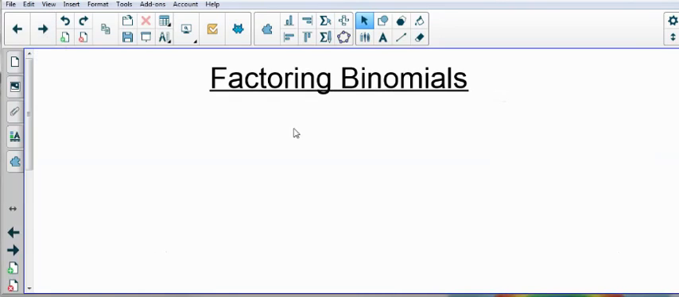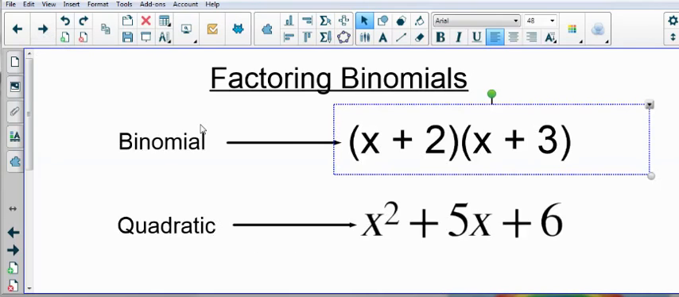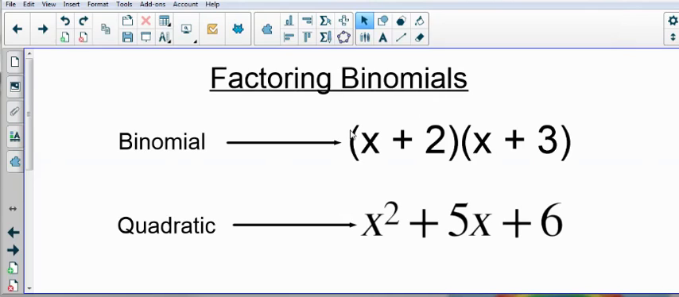Okay, so factoring binomials. We did factoring monomials first, and now we're going to factor binomials. Well, first we need to remind ourselves of what a binomial looks like. It's a two-term times a two-term. Here's a term, here's a term. This is a binomial. Here's a term, here's a term. This is a binomial. So you don't actually factor this. This is already factored, which I'll explain here in a moment. But we're going to factor the quadratic. When you multiply these together, you end up with this, which I'm going to show you here in just a few minutes as a reminder.